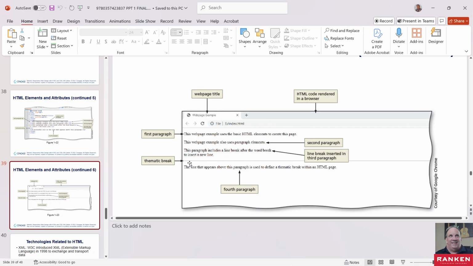And then here's the horizontal rule, right here, the HR tag. And that just creates a line. That's one of those where you don't have an end tag, HR and the BR.